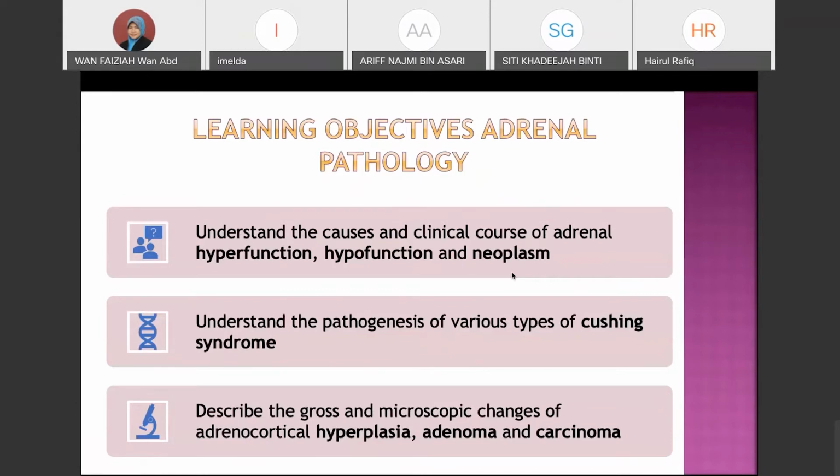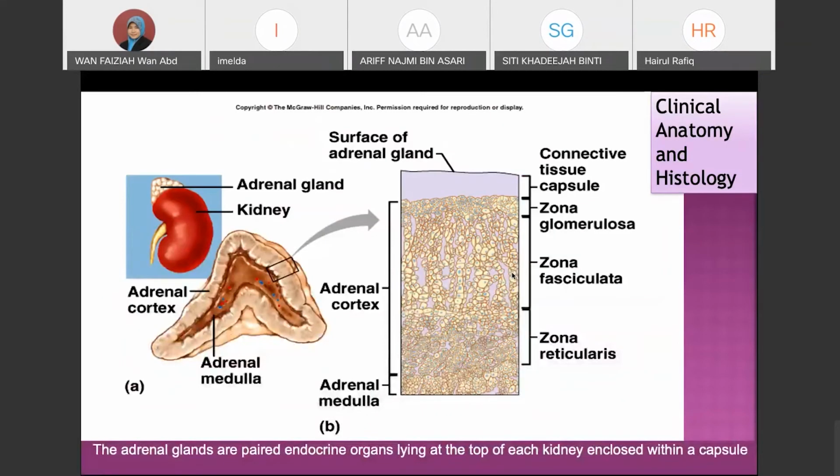So at the end of this lecture, every one of you should be able to at least understand the causes and the clinical course of adrenal hypofunction and neoplasm. Understand the pathogenesis of various types of Cushing syndrome. Describe the gross and microscopic changes of adrenocortical hyperplasia, adenoma, and carcinoma. If we look at the learning objectives, it's not that much actually. We try to make it simple.